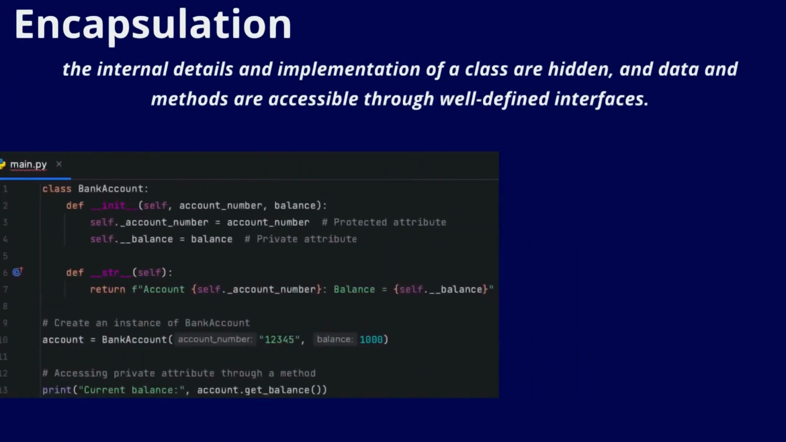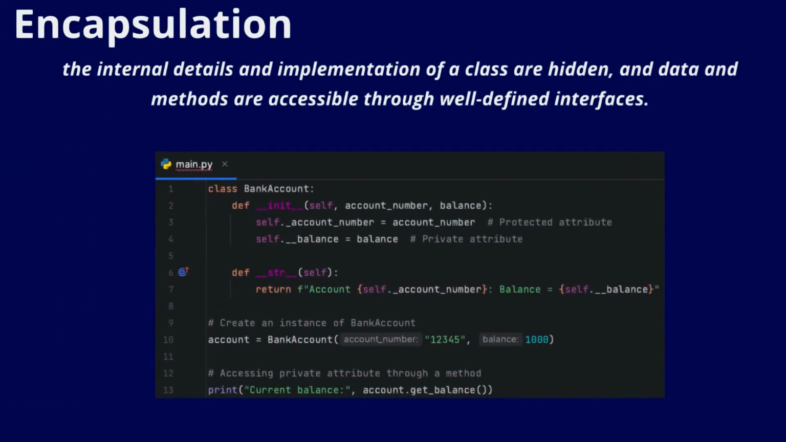Number 4, encapsulation. In encapsulation, the internal details and implementation of the class are hidden, and data and methods are accessible through well-defined interfaces. It ensures data integrity and code maintainability. To indicate the intended visibility of attributes and methods in Python, use underscores.